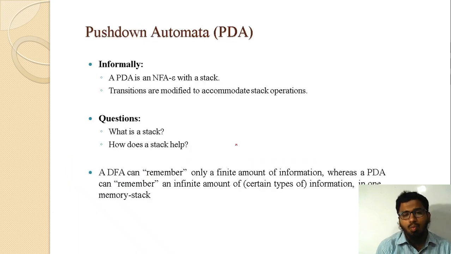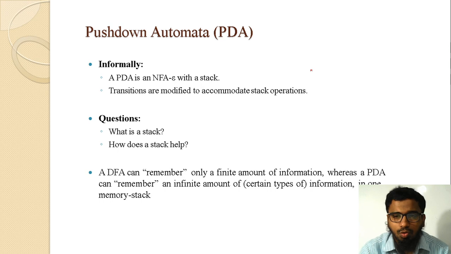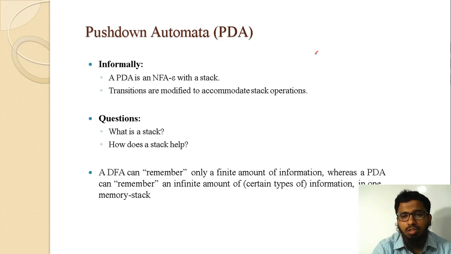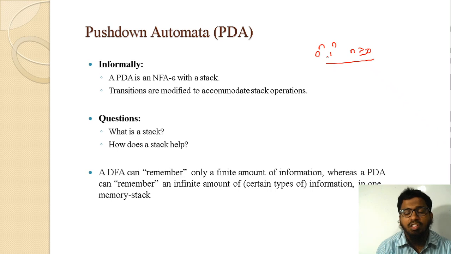So here, why the pushdown automata? As I told you, if we have 0 power n, 1 power n, n greater than or equal to 0, this kind of language is not a regular language, but with the help of context free grammar and pushdown automata, we can solve this. It is more powerful: what regular language will not solve in a finite number of steps, that time we will use the pushdown automata.